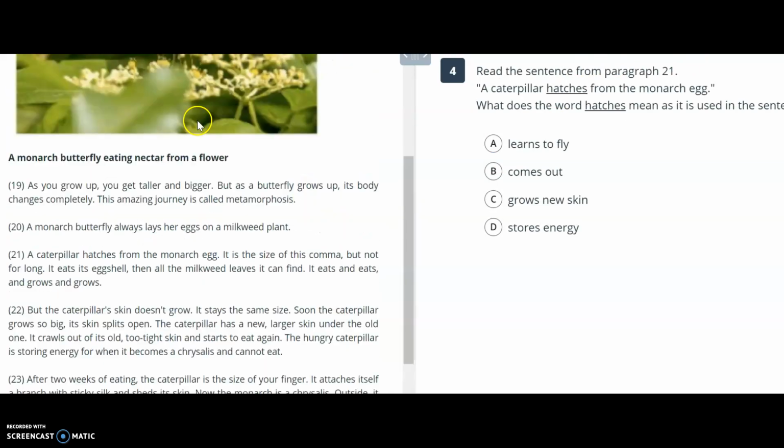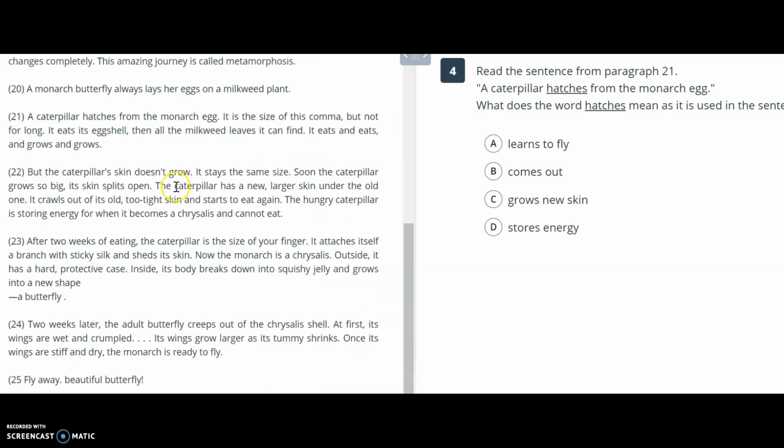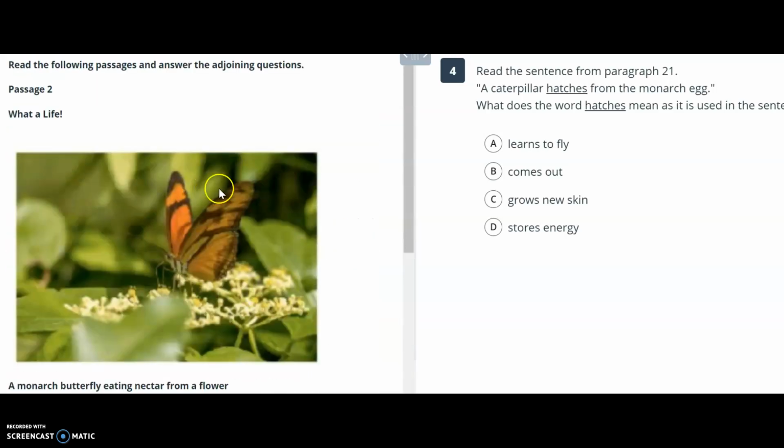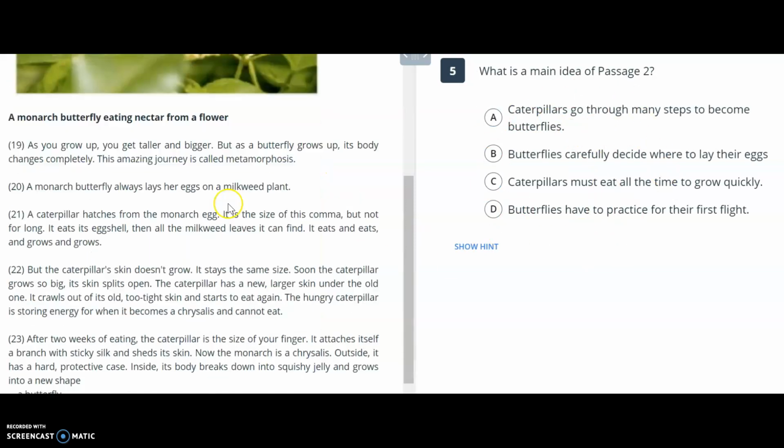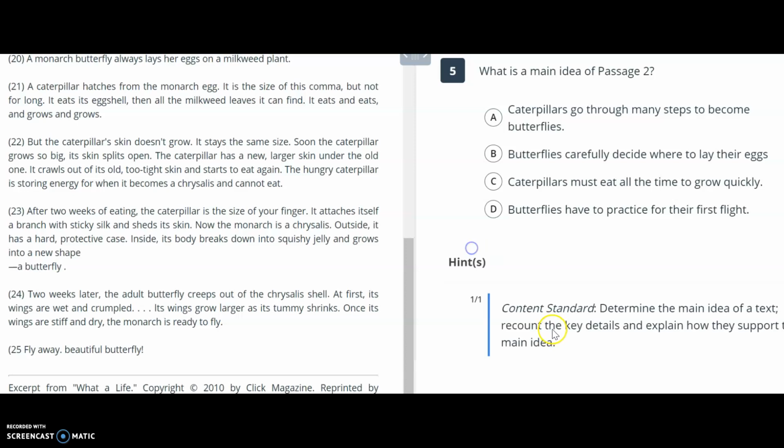For the next two, I want you to read through the passage and answer the questions on your own. The first one is looking at context clues. The second one, you are finding the main idea of the whole story. Once you are finished, you can click Submit, and then you are done with this section of reading for today.